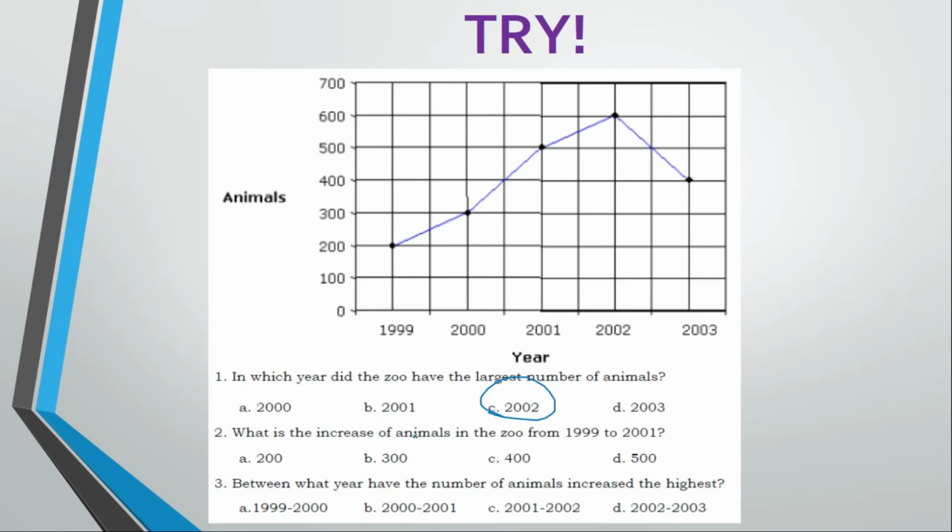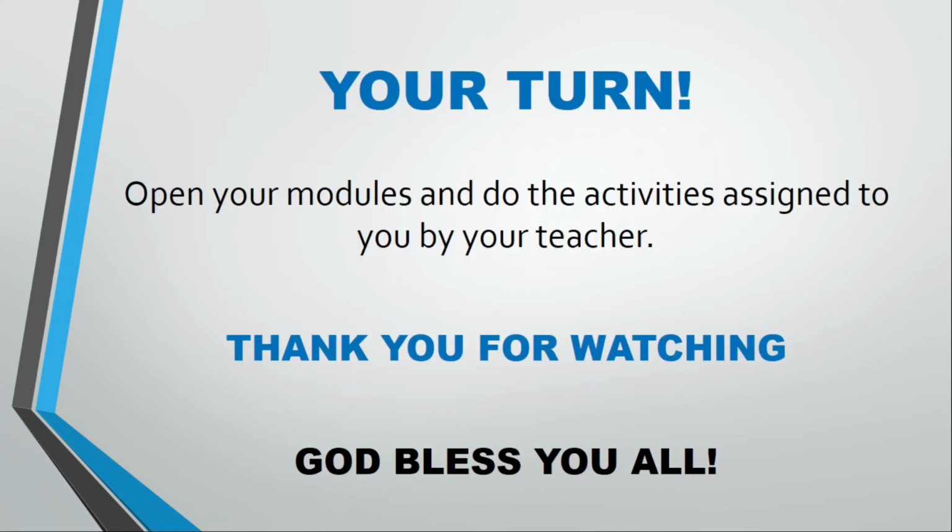What is the increase of the animals in the zoo from 1999 to 2001? So, in the year 1999, there are 200 animals, and in 2001, there are 500. So, 500 minus 200, we have 300. And in number 3, between what year have the number of animals increased the highest? So, the highest is in the year, ito, yung increase ay in the year 2001 to 2002. Nagets nyo na guys?